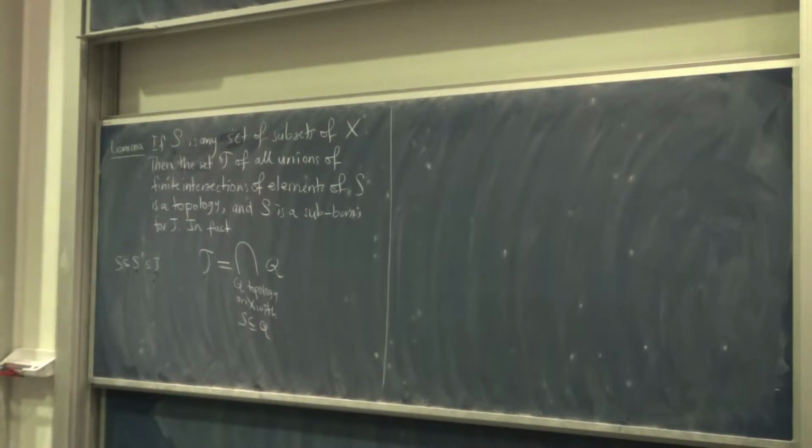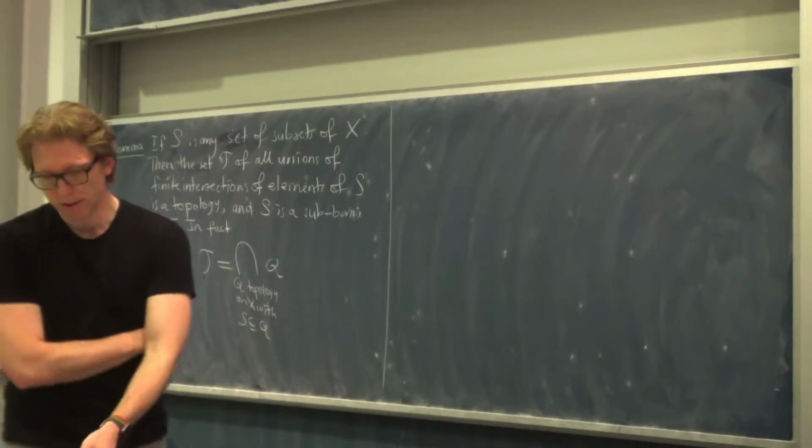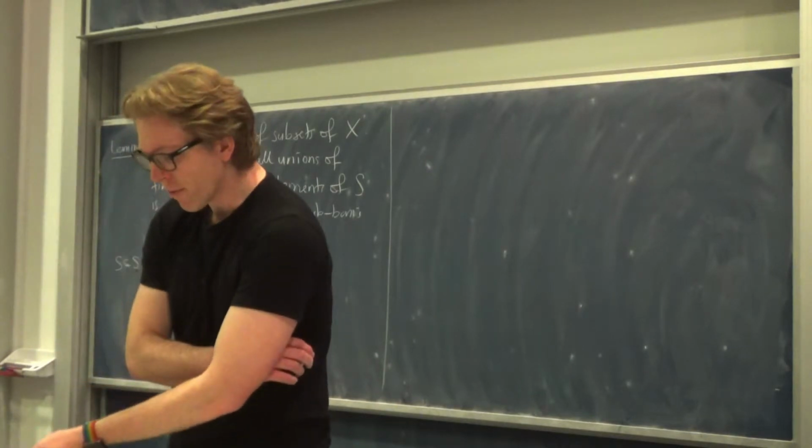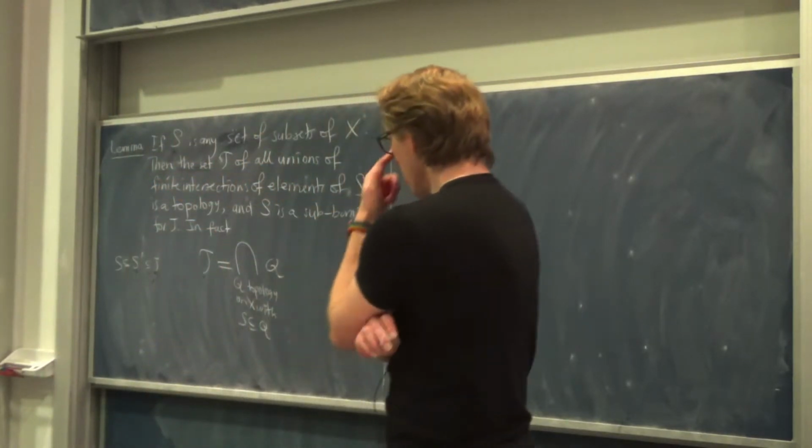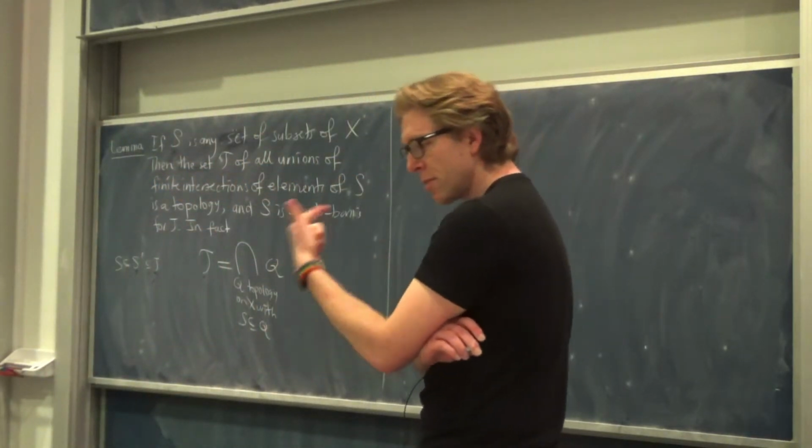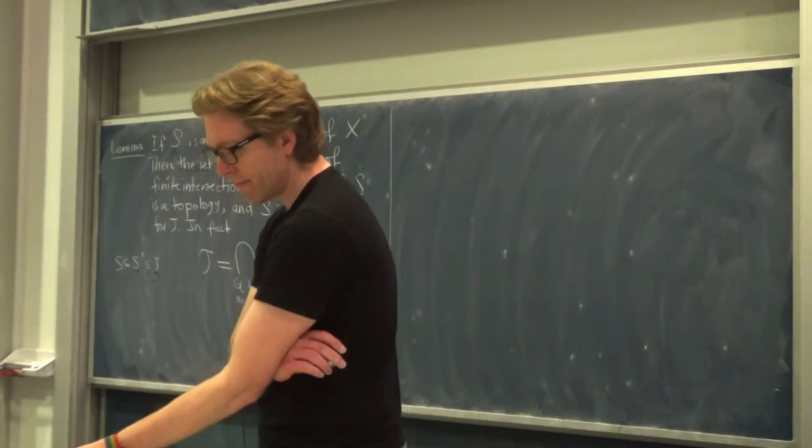Okay, so there's some details to check there, but I'm leaving that as an exercise. So that's a way of getting from any collection S to a topology. Right? First take finite intersections, then close under arbitrary unions.